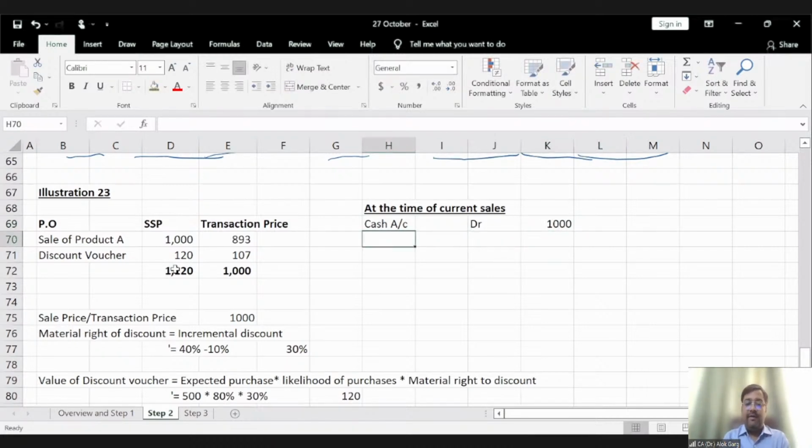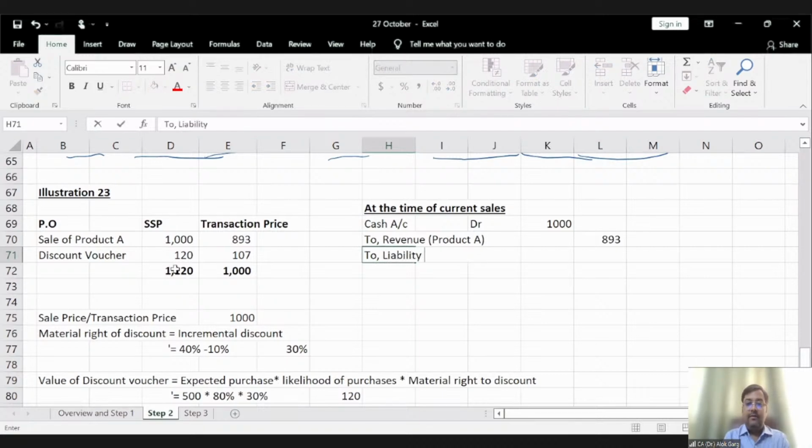Two, revenue, product A, sale of product A. How much revenue will be recognized from the sale of product A? 893.